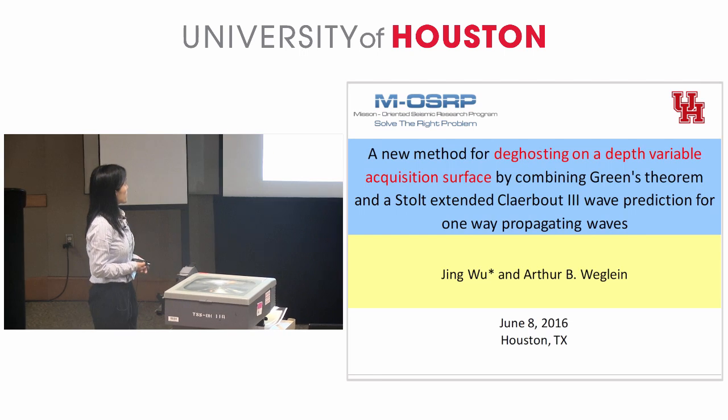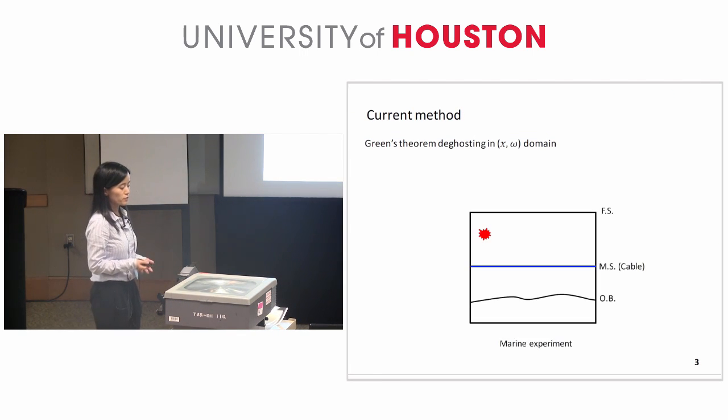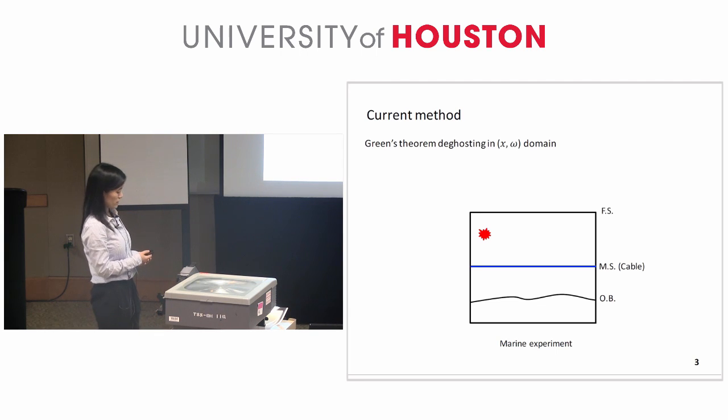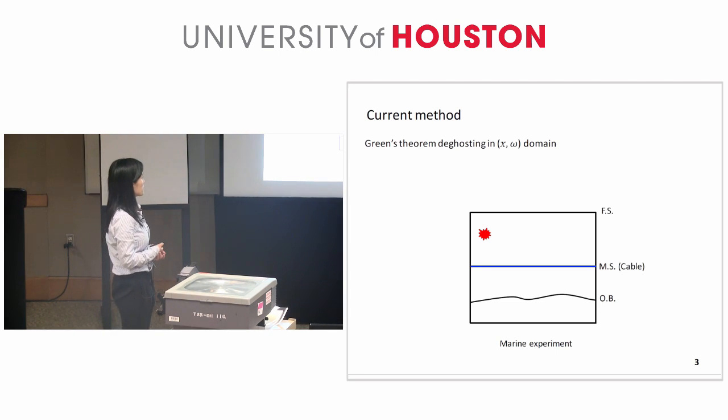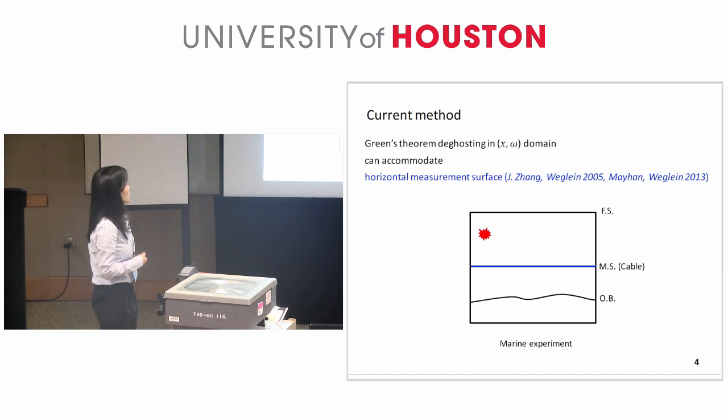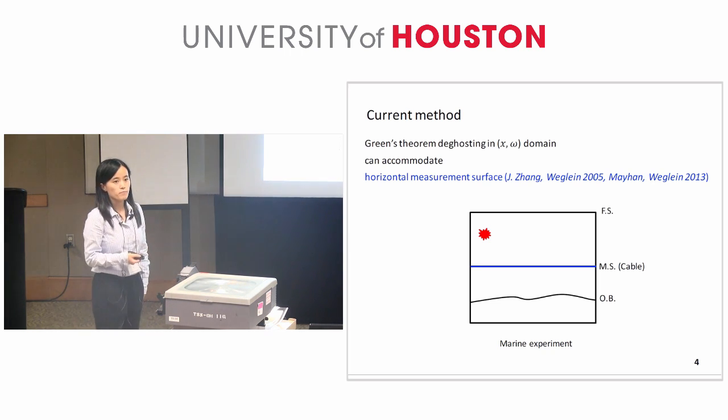The current method has been discussed in a few presentations earlier today, and it is the Green theorem-based deghosting method in X-omega domain. Next, I'd like to use a very simple schematic to remind you of the general idea. So this is a marine experiment, and Fs is the free surface, OB is the ocean bottom, and the red star is the source in the water column. The blue line here is the receiver cable.